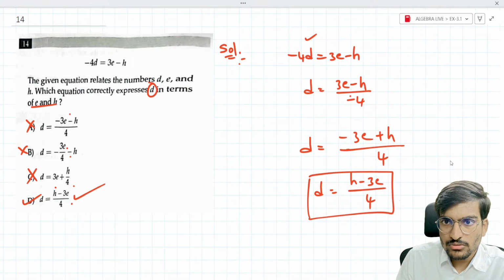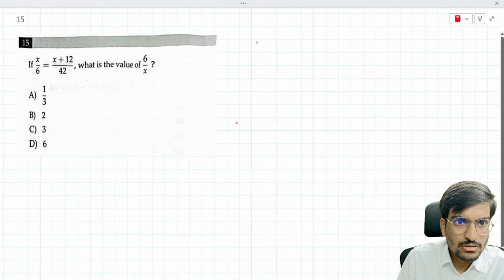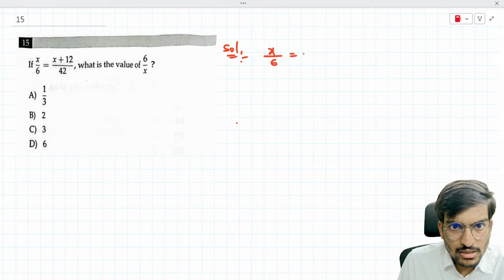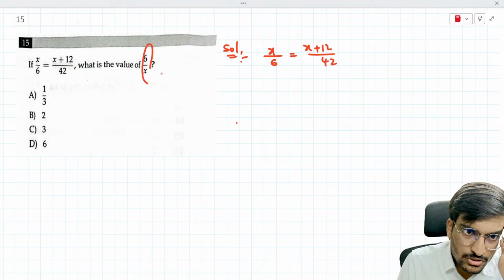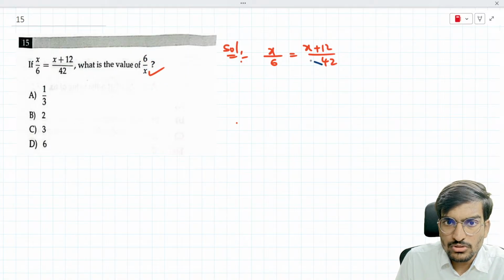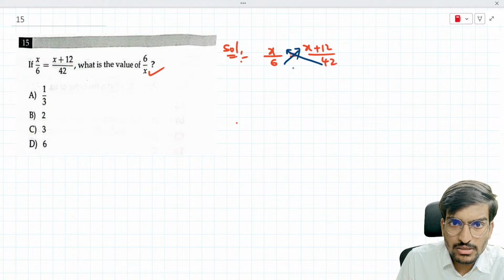So that's going to be question number 15. x by 6 equals x plus 12 by 42. I have to find the value of 6 by x. Directly find the value of x and just substitute and you'll get it. So just multiply this term with this and multiply this term with this.